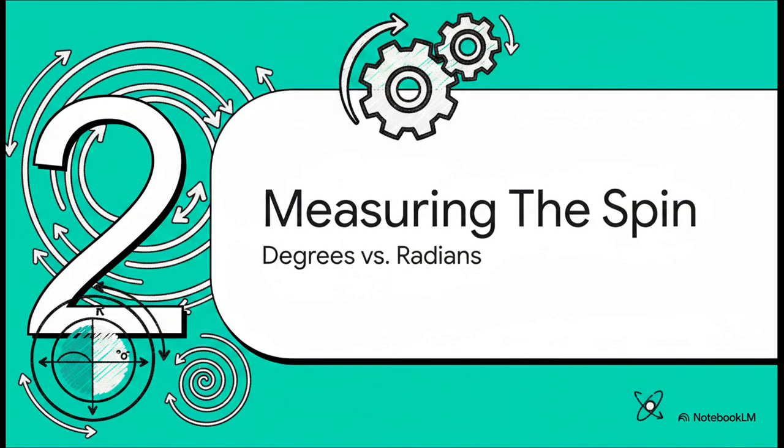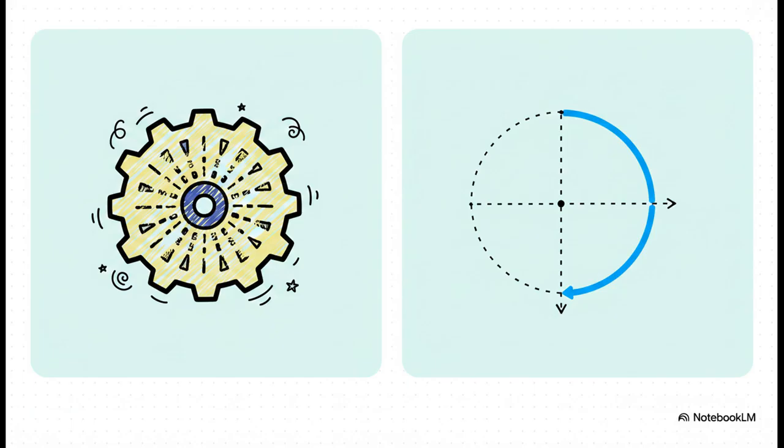Which brings us to Section 2, measuring the spin, degrees versus radians. As trigonometry evolved beyond static triangles, it became the mathematics of rotation. So how do we actually measure a spin? Well, we basically have two main tools. First, the one we all know, the degree measure. We take a full revolution and slice it into 360 pieces. It's super convenient for large angles, like talking about a rapidly spinning wheel.